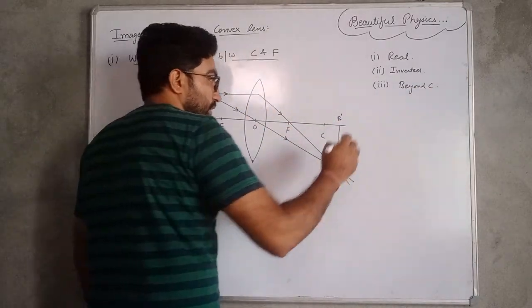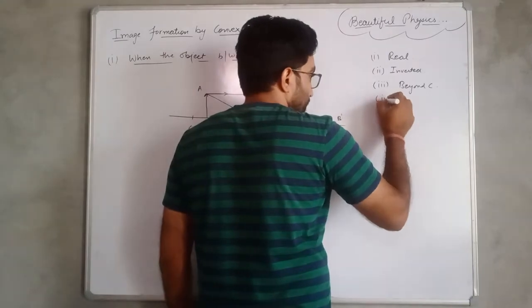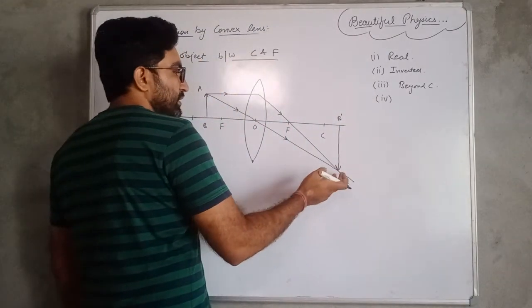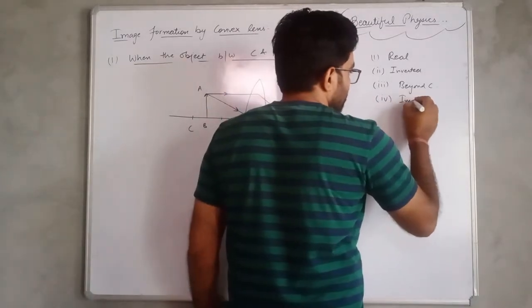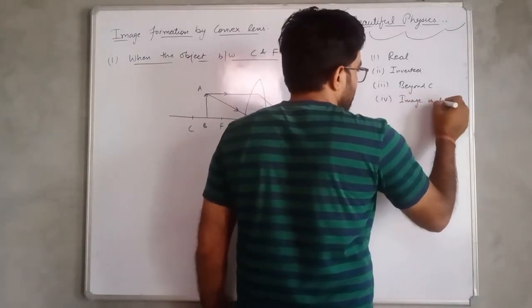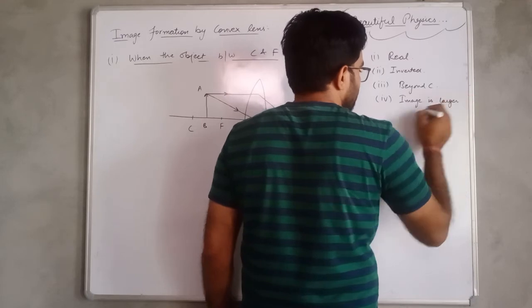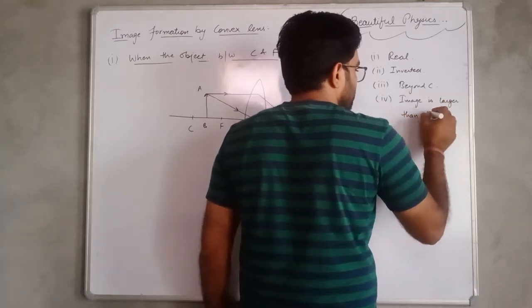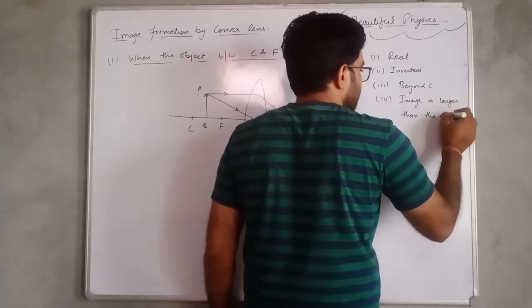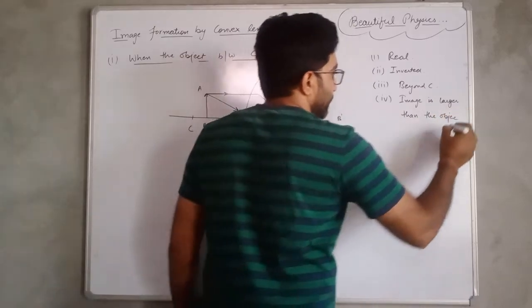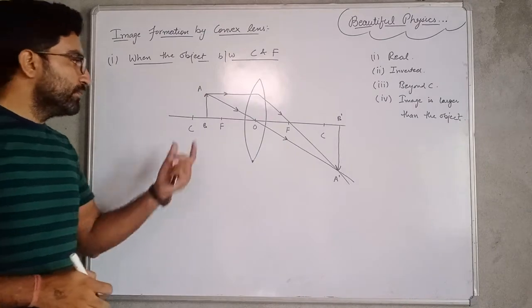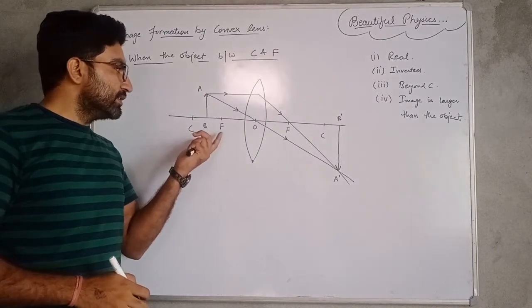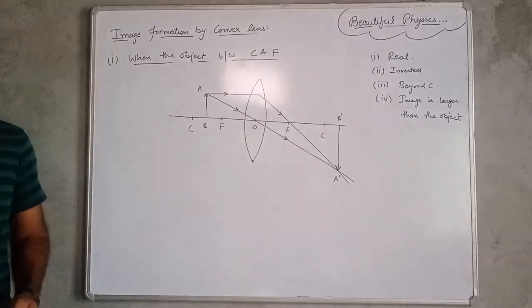Next one, about the size of the image. Image is larger than the object, or we can say an enlarged image is formed in the case when the object is placed between the center of curvature and the focus.